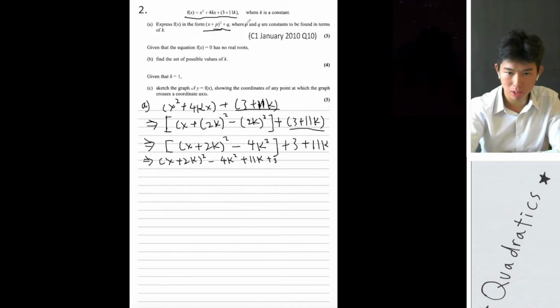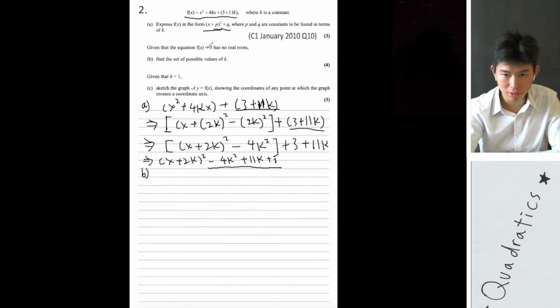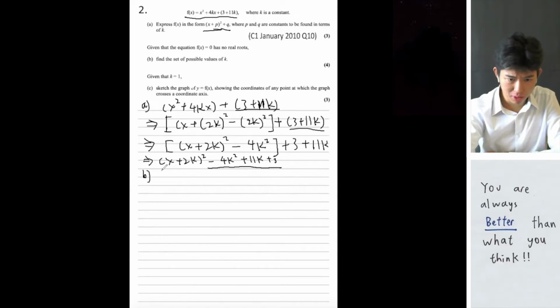And that will be in the form of (x plus p) squared plus q. The p would be 2k and q would be minus 4k squared plus 11k plus 3. And for part B, given that the equation f of x equals 0 has no real roots, what does that mean? It means b squared minus 4ac would be smaller than 0 because it has no real roots. Here's the key point for the question. And find the set of positive values of k.